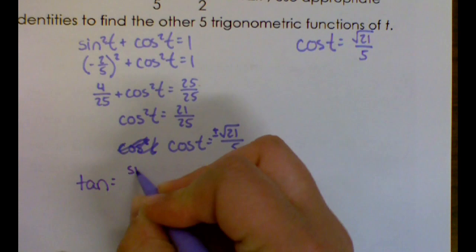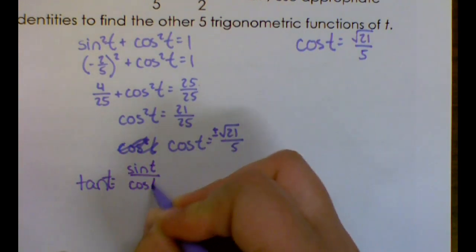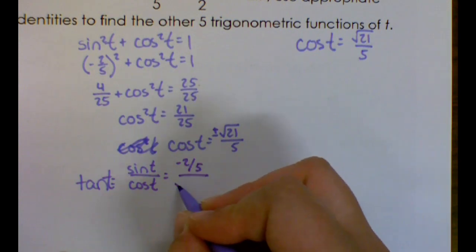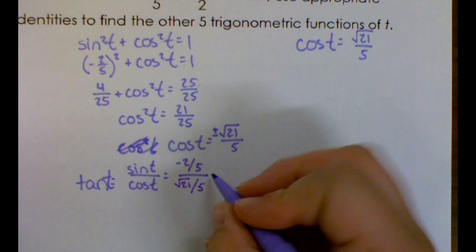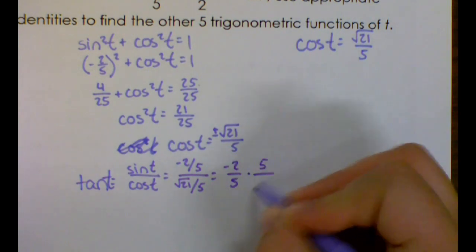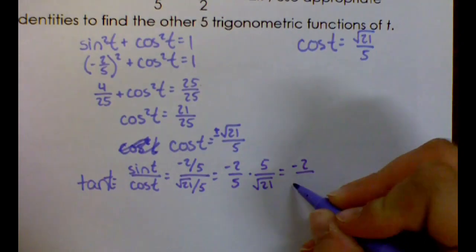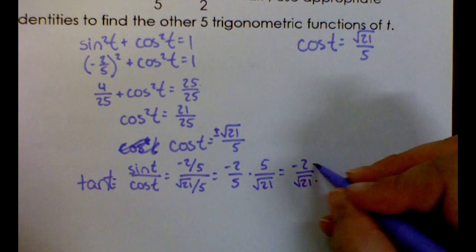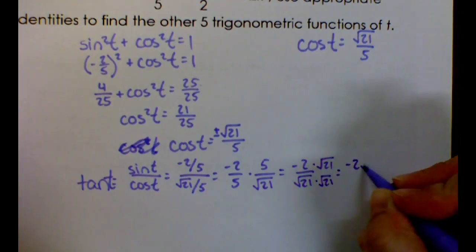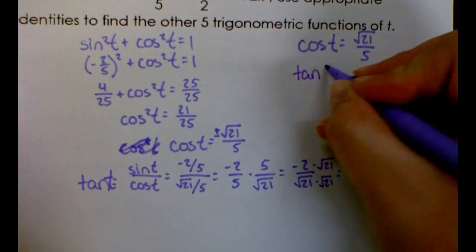Tangent is sine over cosine, tangent of t, sine of t over cosine of t. The sine is negative 2/5. The cosine is square root of 21 over 5. We take negative 2/5 times 5 over the square root of 21. The 5's cancel, leaving me negative 2 over the square root of 21. Get the square root out of my denominator. I get negative 2 square root 21 over 21. There is the tangent of t.